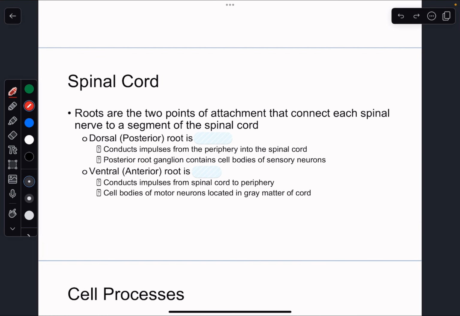Spinal cord. Roots are the two points of attachment that connect each spinal nerve to a segment of the spinal cord. The dorsal root, or the posterior, is sensory, whereas the ventral, or the anterior, is motor. This is how I remember it: PS or AM. I just need to remember one of them and then it'll tell me, because anterior is motor, posterior is sensory.